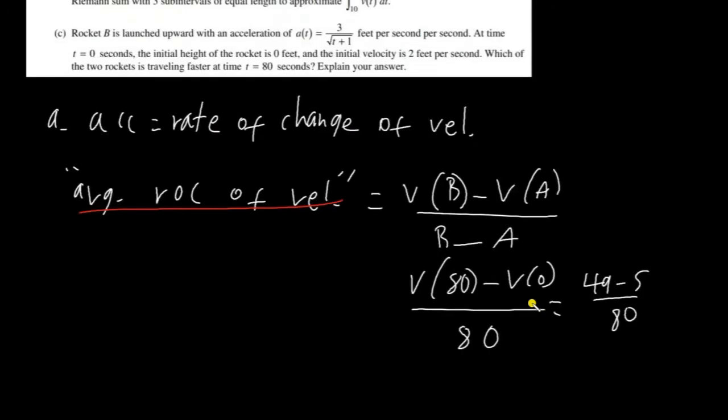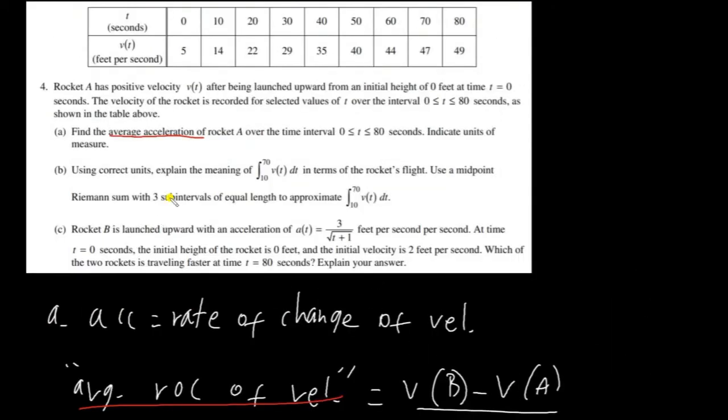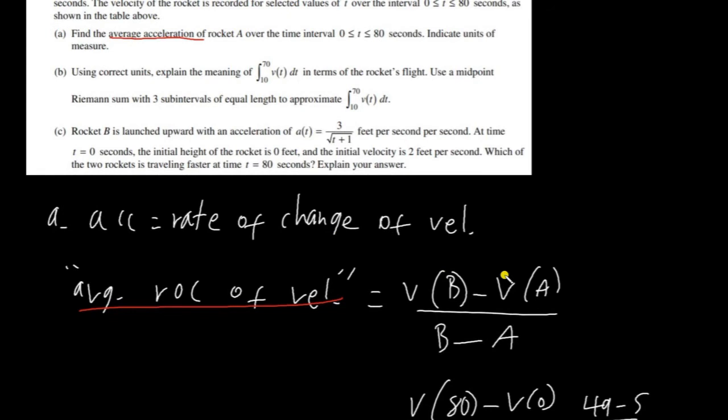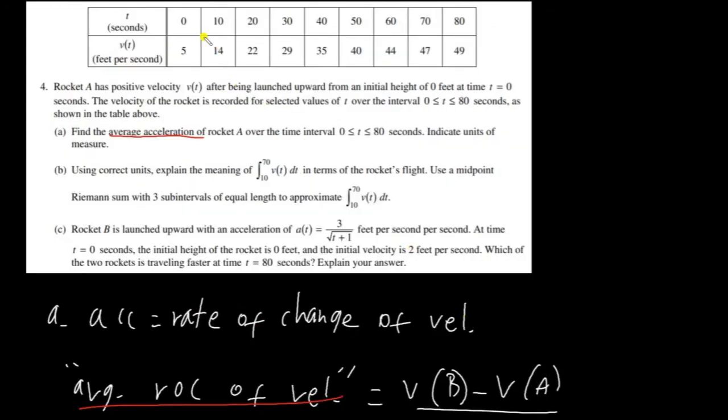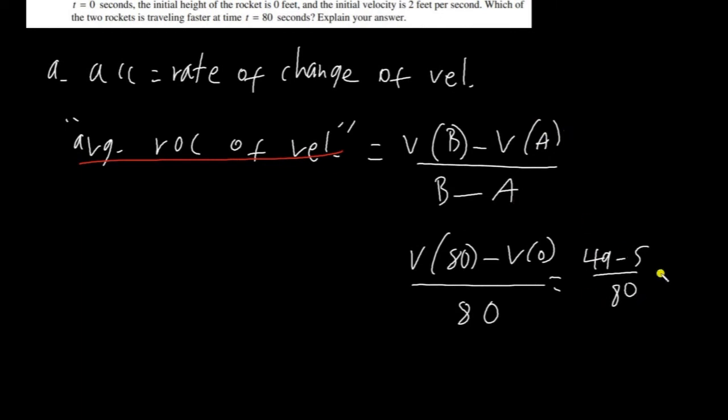And then for the units of this, we want the units for acceleration. And since we're doing velocity divided by time, it's going to be the units for velocity divided by the units for time, right? So the units for velocity are feet per second, and the units for time are seconds. So it's feet per second divided by seconds, or feet per second squared. Okay, so the units for the acceleration are feet per second squared, like that. Squeeze that in there.